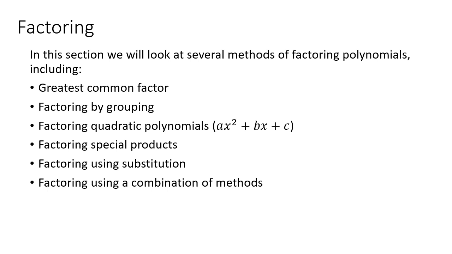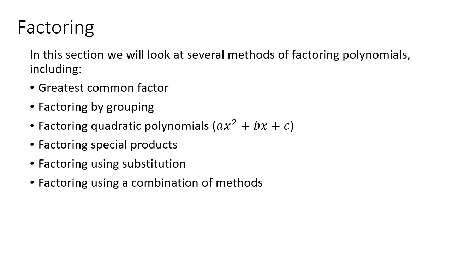And some of the methods we're going to see are greatest common factor, something called factoring by grouping, which only works under certain circumstances, the general formulas for factoring quadratic polynomials, ax squared plus bx plus c. We're going to take a look at some special products that we have formulas for. Those are a difference of perfect squares and sums and difference of perfect cubes.